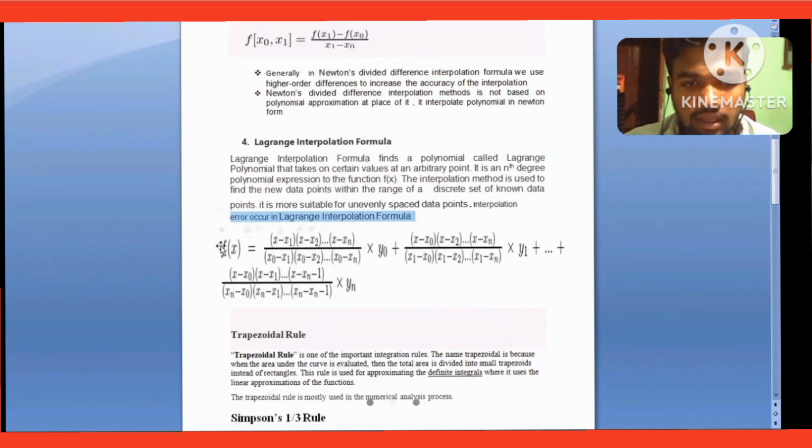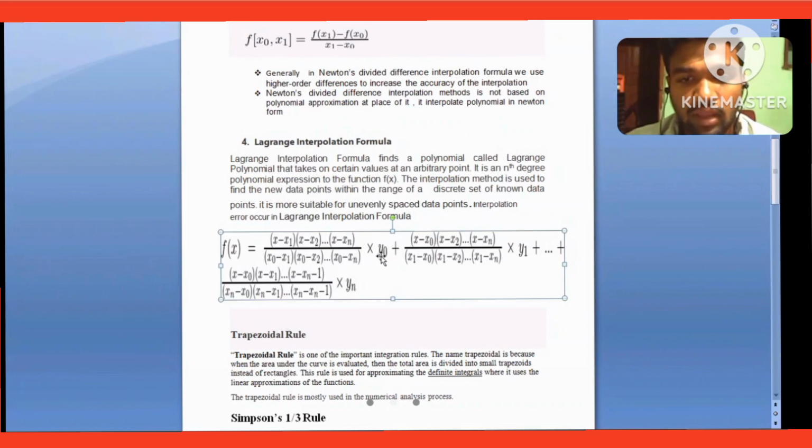This is the Lagrange interpolation formula where f of x is equal to (x minus x1)(x minus x2) till (x minus xn). Here x0 is not considered, but here (x0 minus x1)(x0 minus x2) till (x0 minus xn) into y0. Here x minus x0, x1 we have left out and taken x minus x2, and directly below considering x1 with x0 till xn into y1. The same process we will repeat till xn. Here we don't take xn.